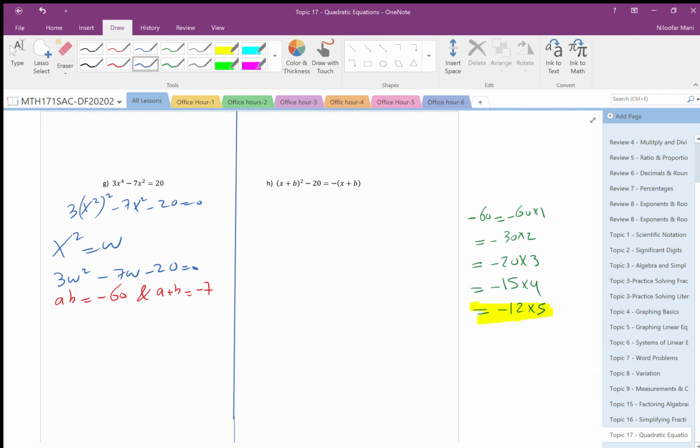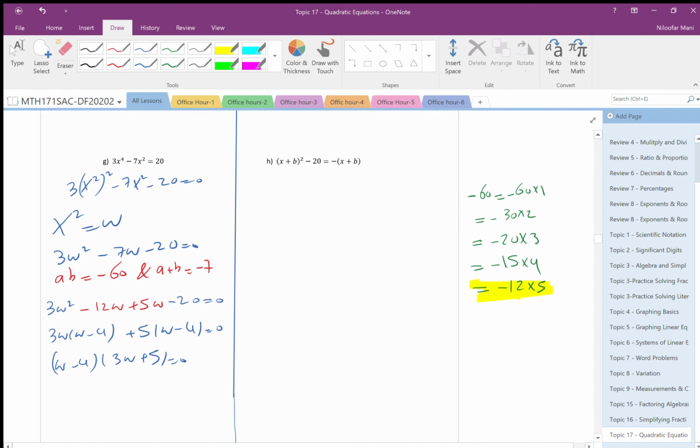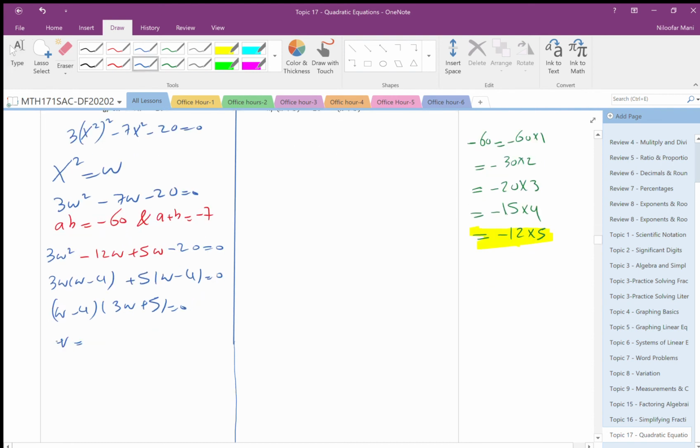Okay, look at this. Then I can say 3w squared minus 12w plus 5w minus 20 equals 0. So 3w multiple w minus 4 plus 5 multiple w minus 4 equals 0. W minus 4 multiple 3w plus 5 equals 0, and w equals 4, and w equals minus 5 over 3. Okay, so I have two roots and any of them work here.